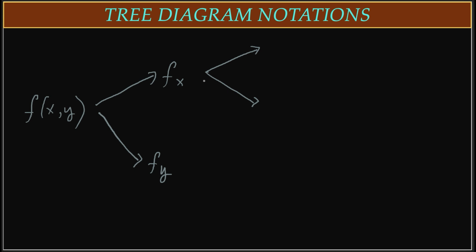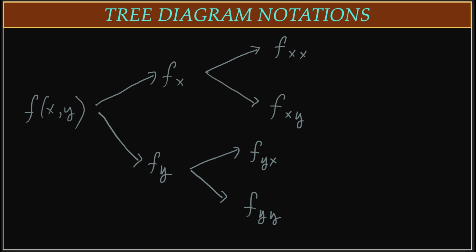And then this first partial derivative could be derived once more partially, and that will be equal to f sub x x, the partial derivative of f sub x with respect to x, and f sub x y, the partial derivative of f sub x with respect to y. And also, the first partial derivative of f with respect to y will be further differentiated partially, and that will be f sub y x and f sub y y. So this is the tree diagram of a function that is composed of two independent variables.